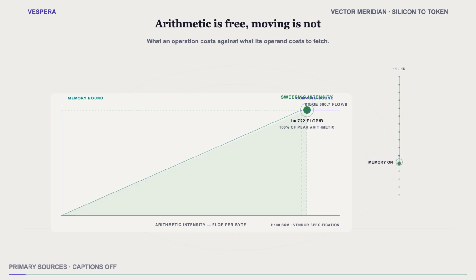That is what a cache is for. That is what a register file is for. That is what tiling is for. And blocking, and the entire discipline of what people rather grandly call data locality. It is all one idea, wearing different hats. You paid to move that number, so use it more than once.